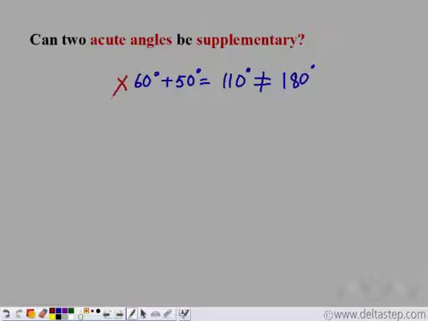Now, let's take bigger angles. Say we take 89 degrees and the other angle also has 89 degrees. Their sum is 178 degrees. 89 plus 89 is 178 degrees. It is still not equal to 180 degrees.